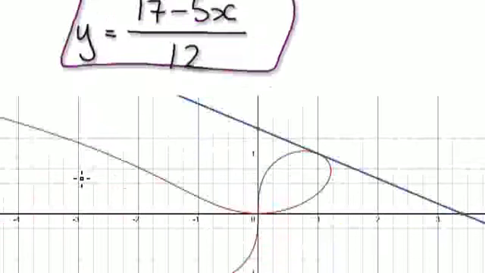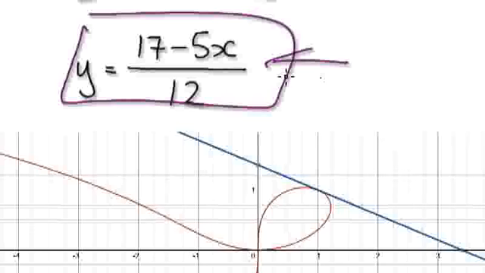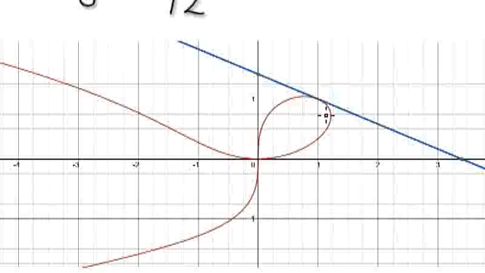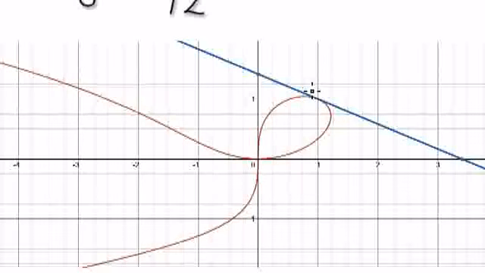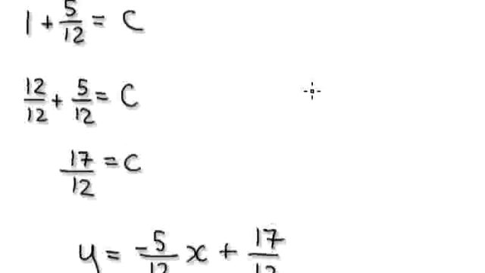If you get your graph plotter and plot y equals 17 minus 5x over 12, it will look like this. You can see that it crosses 1, 1, and it just touches. Well, it is a tangent. You can see it's a tangent. The interesting point is looking at this here.